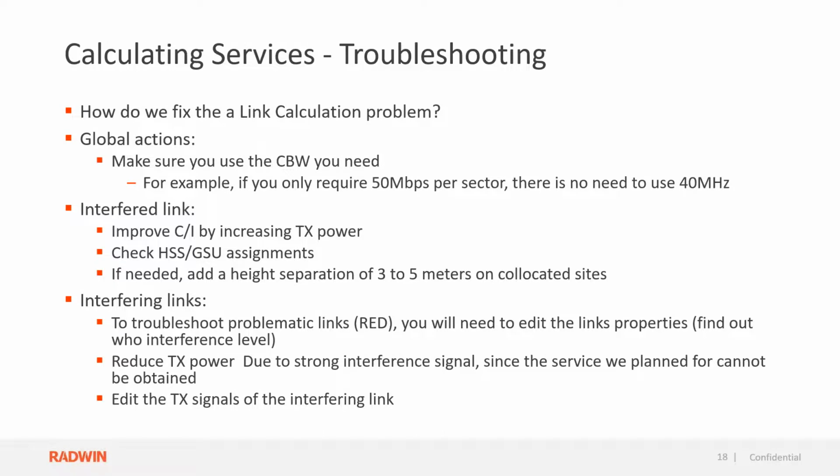Now, how to fix a link calculation error? Global action: make sure you use the channel bandwidth you need. For example, if you only require 15 megabits per second per sector, there's no need to use 40 megahertz. Interfered link: improve C2I by increasing TX power, check synchronization. If needed, add height, a separation of 3 or 5 meters, or interfered link.